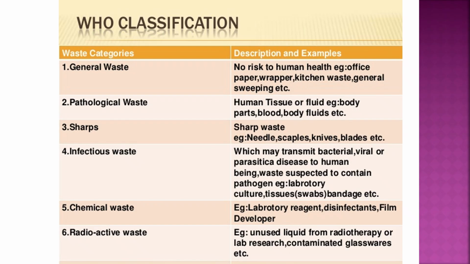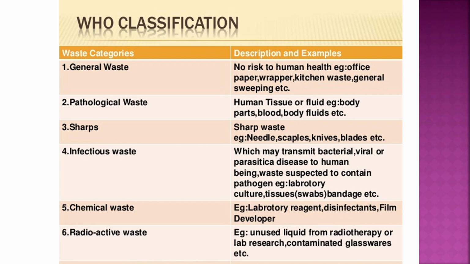Now we will see that according to the WHO classification there are a few categories. First is general waste. It is no risk to human health. Example, office paper, wrapper, kitchen waste, general sweeping waste. Then pathological waste, whatever waste is generated in the pathological laboratory like blood and other samples, body fluids. Then sharps, which can be needles, scalpels, knives, blades.